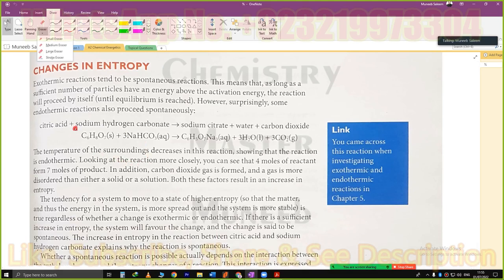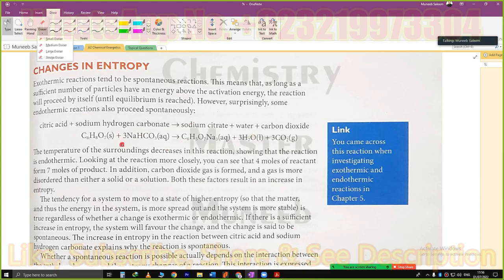Looking at this reaction more closely, you can see that 4 moles of the reactant form 7 moles of the product. So the first factor is the increase in the number of species, 4 moles converting into 7 moles. Plus, in addition, carbon dioxide gas is formed, and a gas is more disordered than either a solid or a solution. Both these factors result in an increase in the entropy.